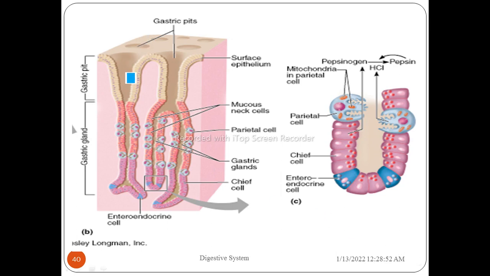So this is a gastric pit, which is whole. This is the surface epithelium, and this is the mucous neck cells, this one is parietal cells, and this one is chief cells, whereas this is endocrine cells.